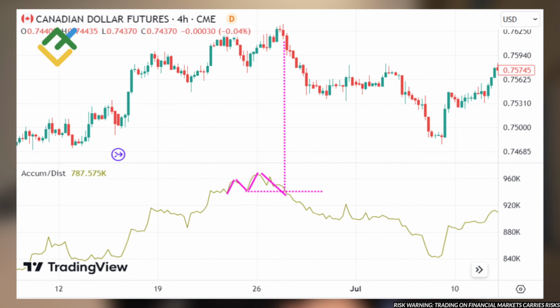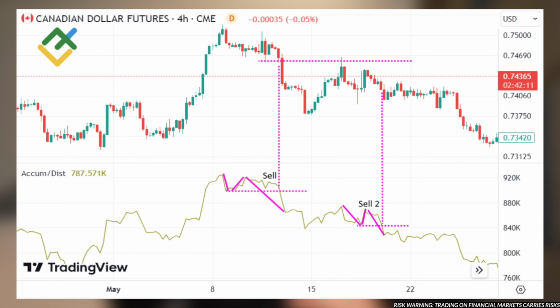This gives you the advantage of an early entry at better prices. So the chart here shows a false breakout pattern followed by a sharp price drop. Note that after the pattern had formed, the prices for selling the assets were the most profitable.